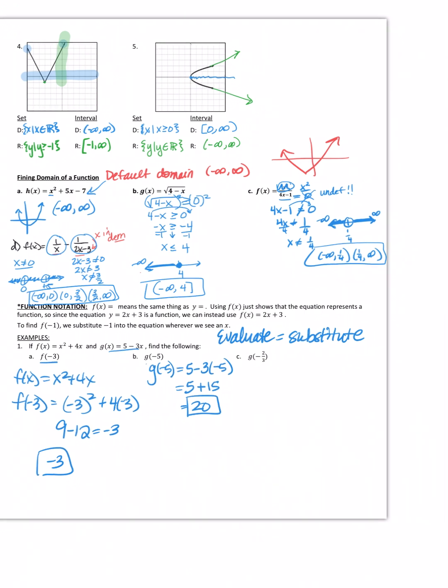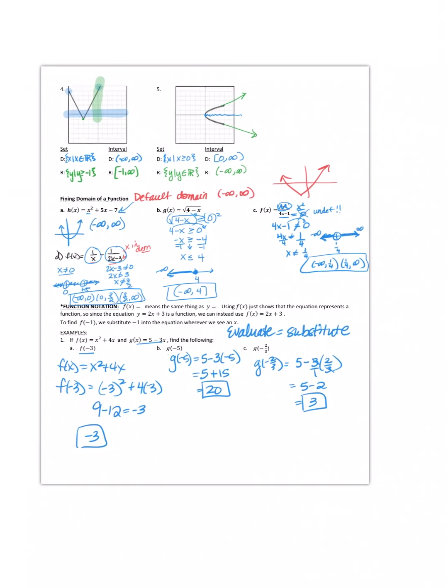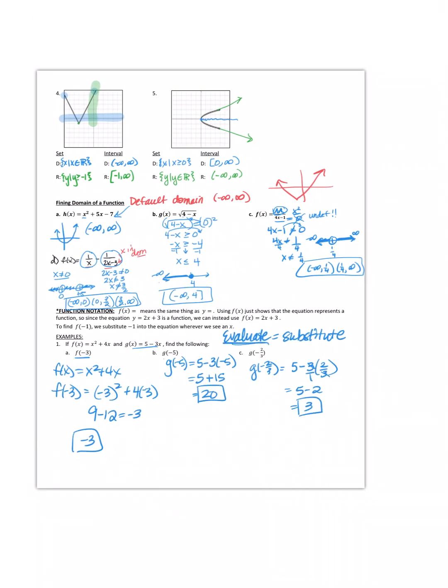And then lastly, part C, G of negative 2/3. All right, plugging in, that's all I'm doing. So 5 minus 3 times 2/3. Now put that 3 over 1. Hopefully you see the 3's will cancel out, and you just have 5 minus 2, which is a 3. So maybe this is the easiest part. When you're asked to evaluate a function, you're just plugging in and solving.